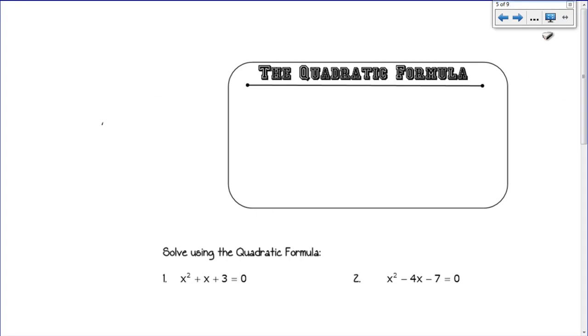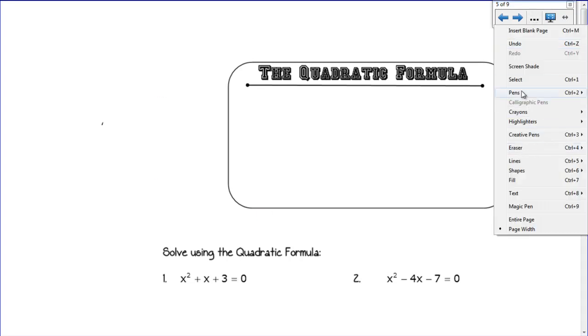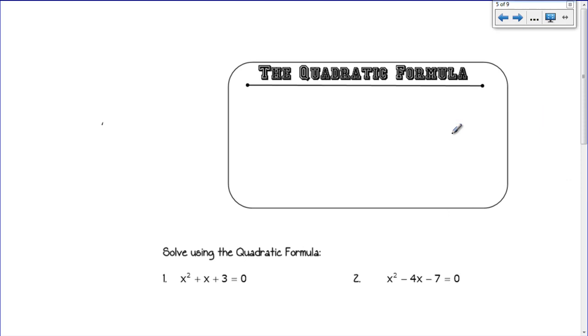Well, hey there, kiddos. We are going to continue solving quadratics, and today we're going to solve them using something called the quadratic formula. The quadratic formula comes in really handy when the quadratic you are trying to solve doesn't factor nicely or you don't feel like factoring. It's just a formula. You just plug in and go.